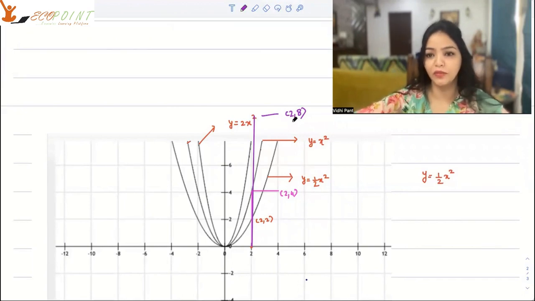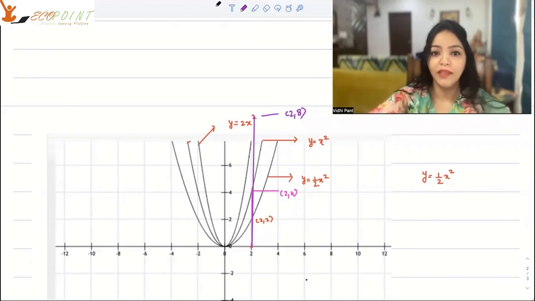What has just happened? When we have y equals half x squared, the graph stretched towards the outer side. When we have y equals twice of x squared, the graph has shrunk towards the interior. Why? Because you have bigger values, so you have a steeper graph. That's what is happening here. That's what we mean by stretching of a graph.